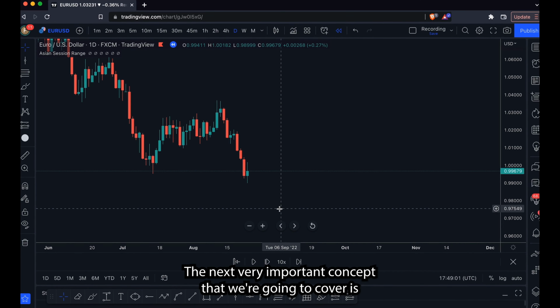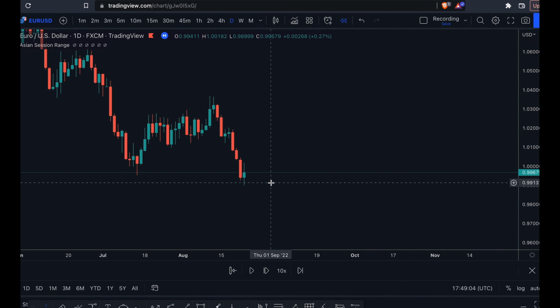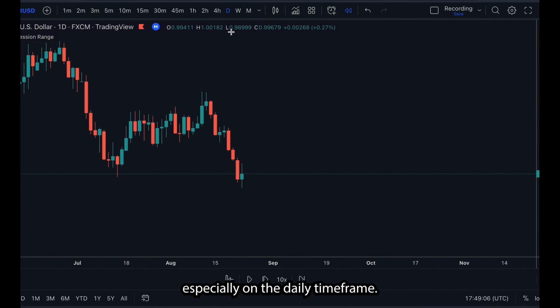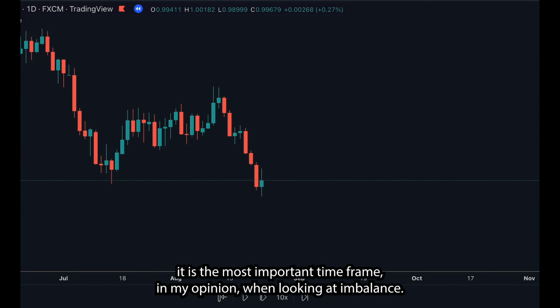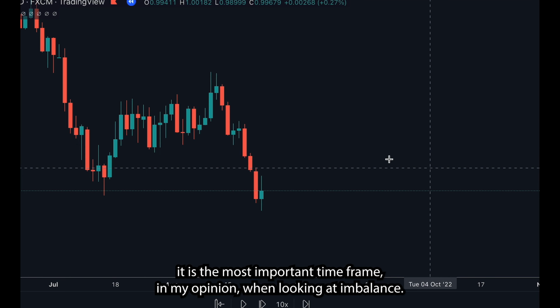The next very important concept that we're going to cover is relevant imbalance, especially on the daily time frame. The reason why we're going to cover it on the daily time frame is because it is the most important time frame in my opinion when looking at imbalance.